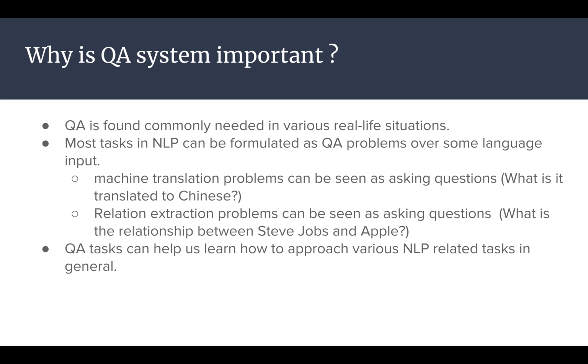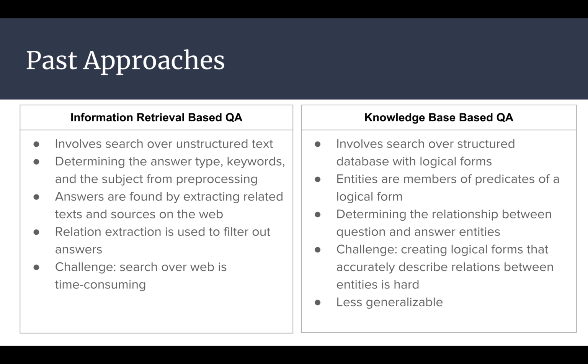QA is an important topic because it is a very common need in real life. Many tasks can be formulated as QA problems, such as machine translation and relation extraction. Also, QA helps us understand other related NLP tasks in general. Past approaches in this field include information retrieval-based QA and knowledge base-based QA.